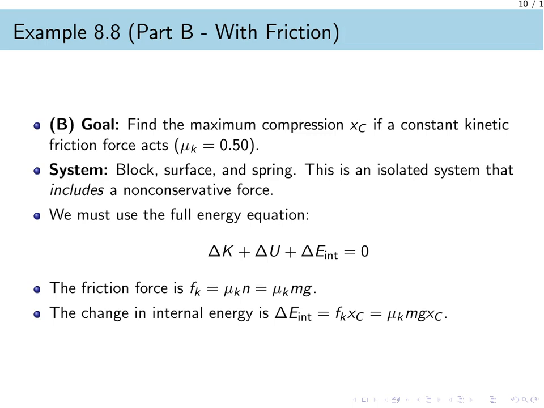The friction force, F sub k, is equal to mu sub k times the normal force, which on a horizontal surface is mu sub k times m times g. As the block compresses the spring by a distance x sub c, this friction force does work, transforming energy into internal energy. The change in internal energy, delta E internal, is therefore F sub k times x sub c, or mu sub k times m times g times x sub c.